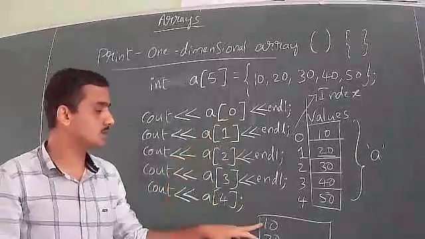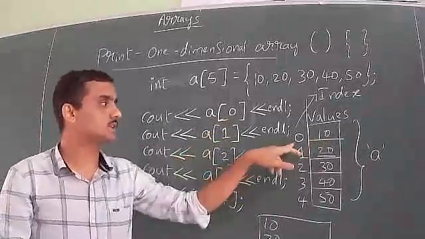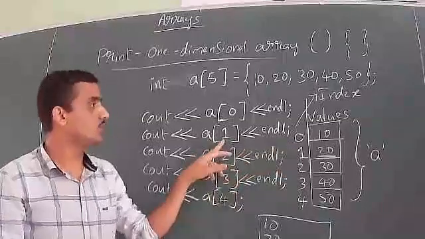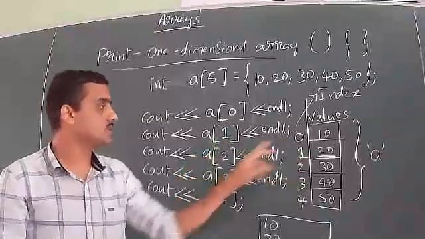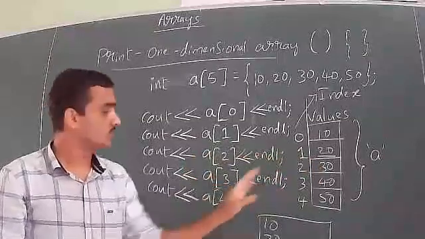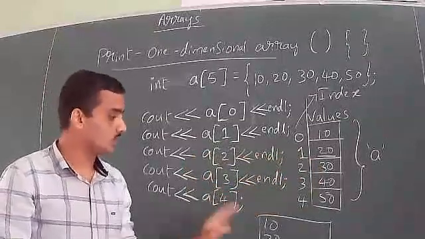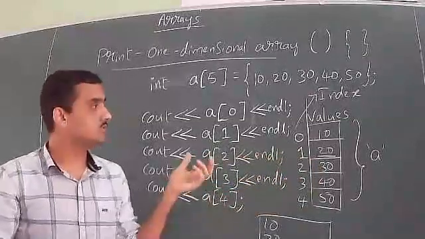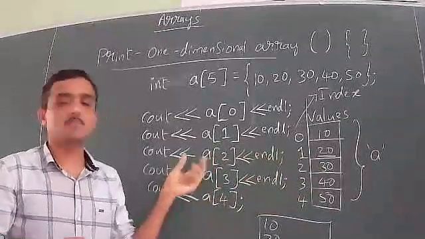A of 0 will display the value 10 because 10 is present at the first location. A of 1 will display the value 20. Similarly, A of 2 will display the value 30. A of 3 will display the value 40. A of 4 will display the value 50. So in this way, we can display the values of an array.